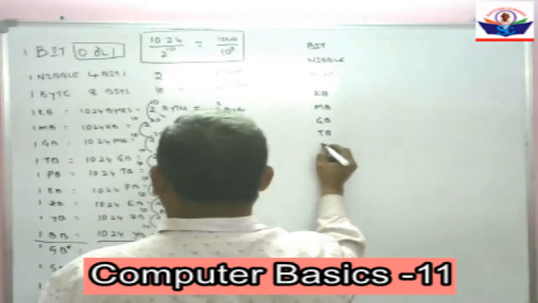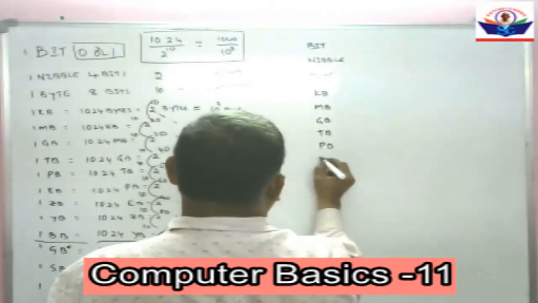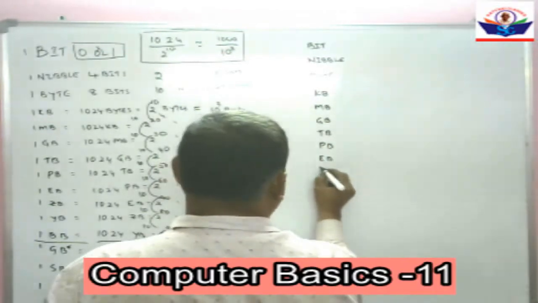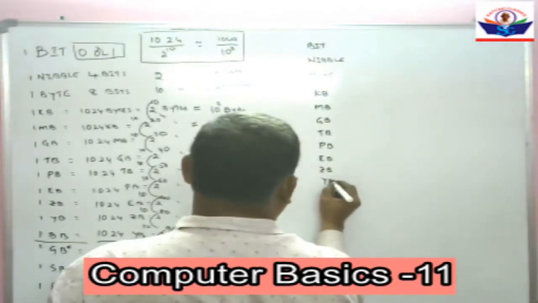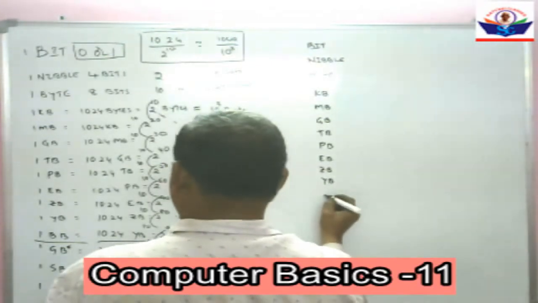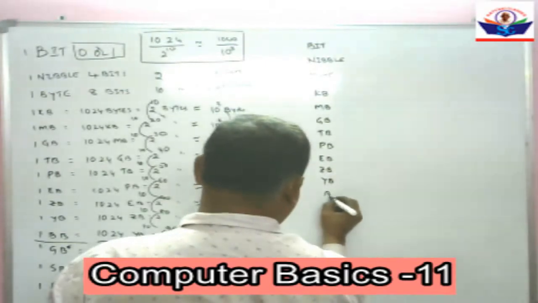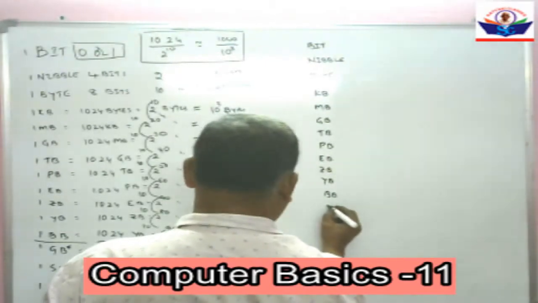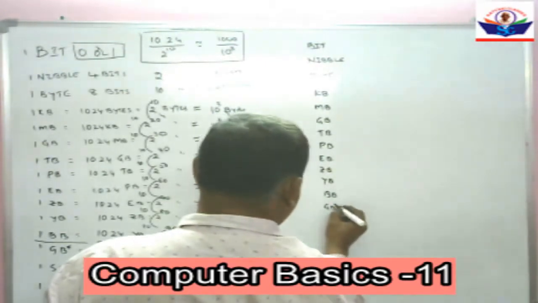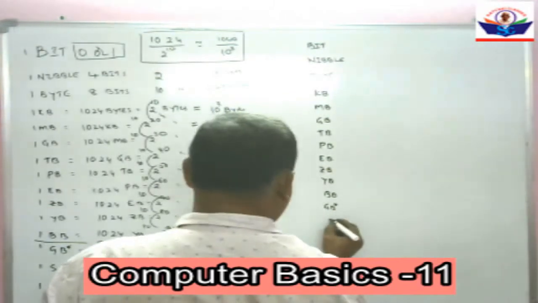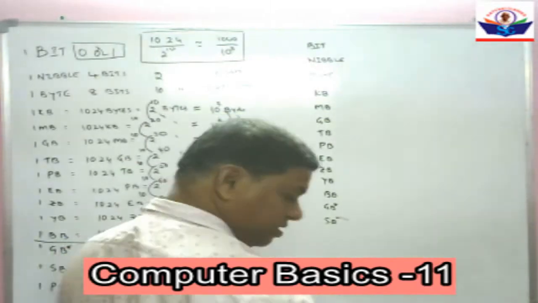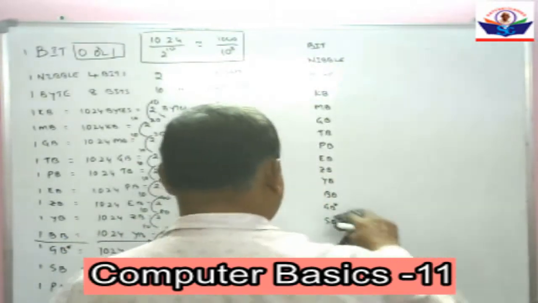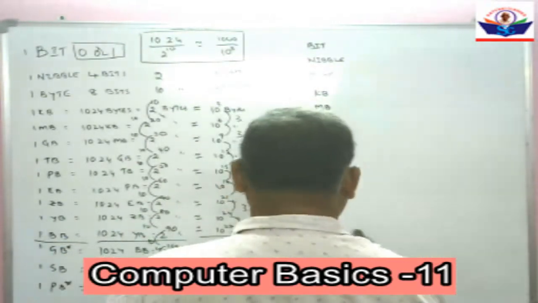Next one is petabyte. Next one is exabyte. Next one is geobyte. Zettabyte. Next one is yottabyte. Next one is brontobyte. Next one is GB star, geobyte. Next one is SB, Sargon byte. Next one is BB star.